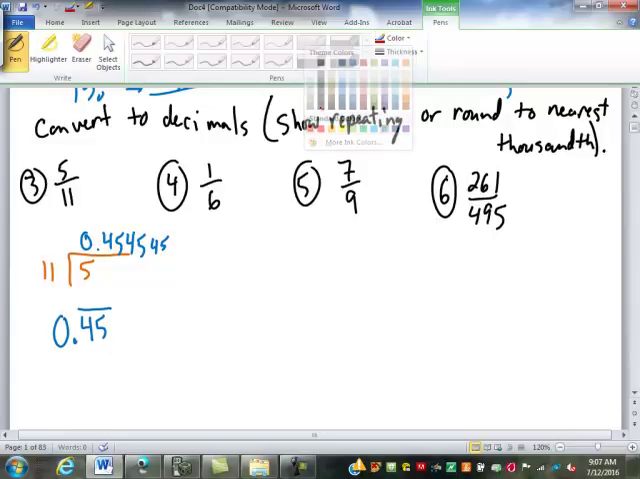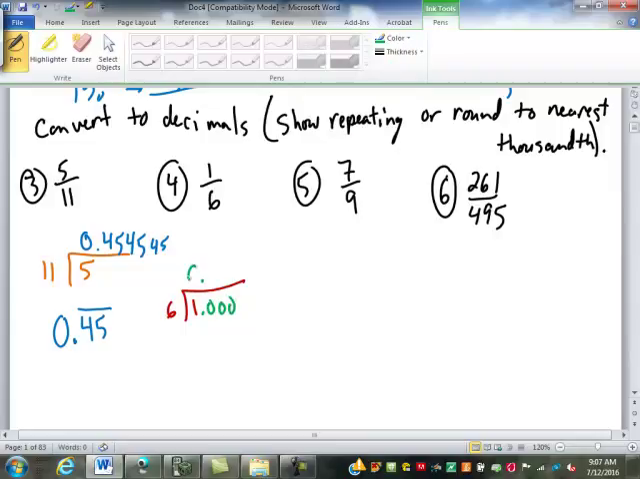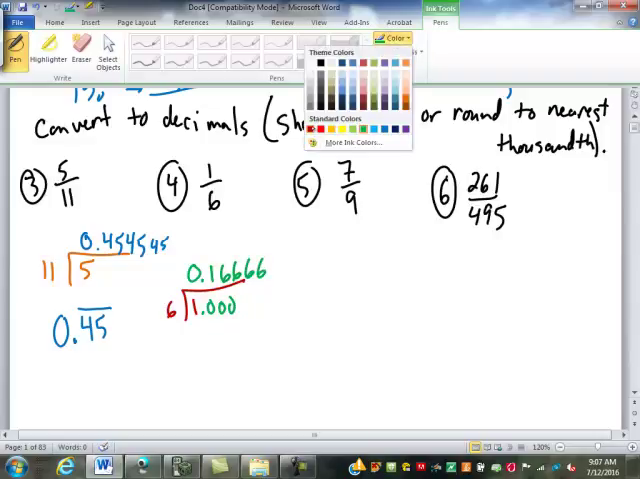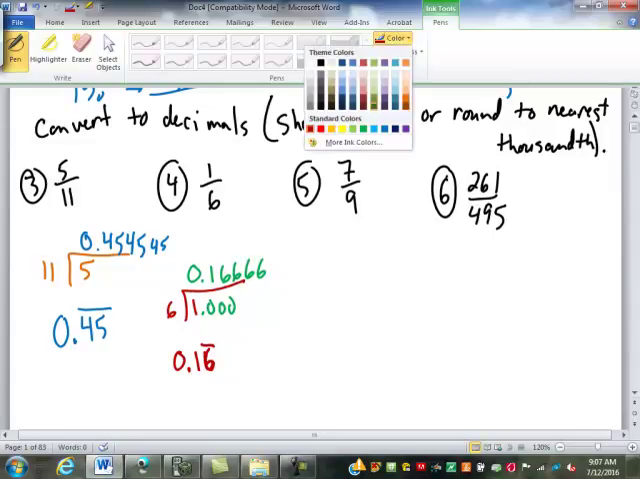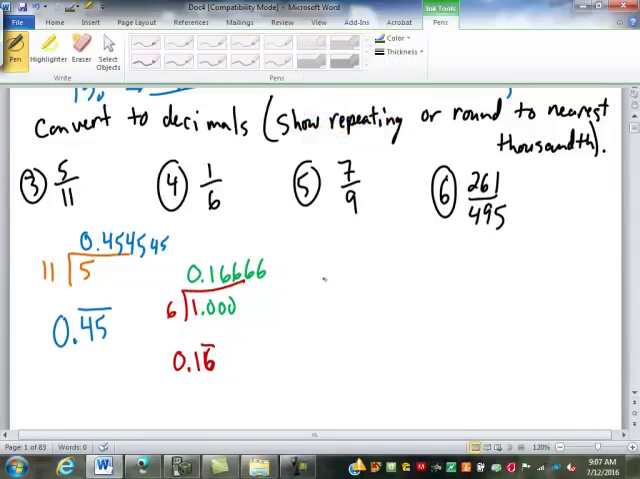How about 1/6? Well, that's 1 divided by 6. And if I divide that out, if I put my decimal point in and add my zeros, I get 0.16666. What am I going to do with that? Okay, 0.16 with a line above just the 6, because the 1 doesn't repeat, the 6 does. What'd you get for 7/9? 0.7777, or just 0.7 with a bar over the 7.